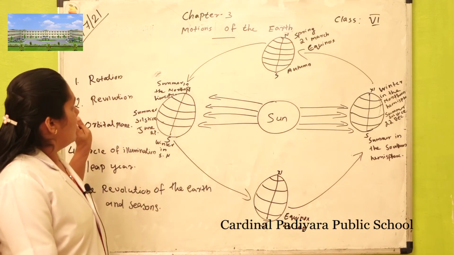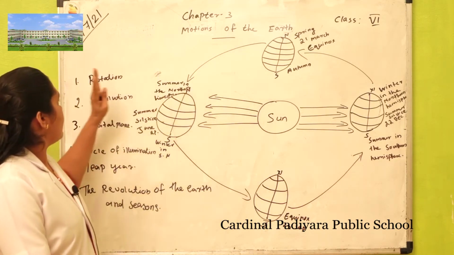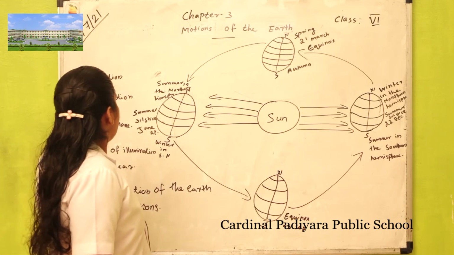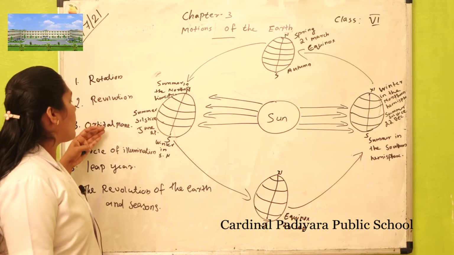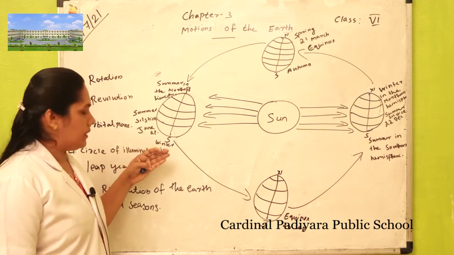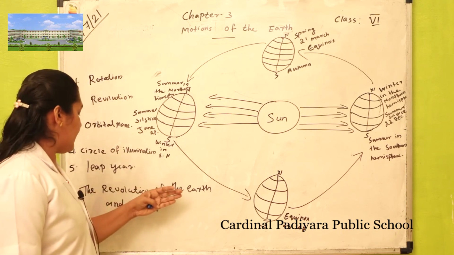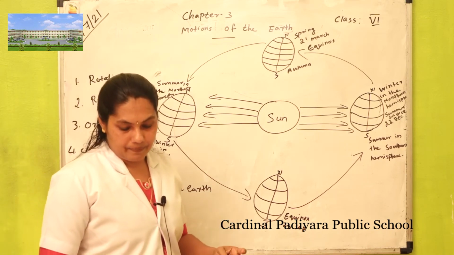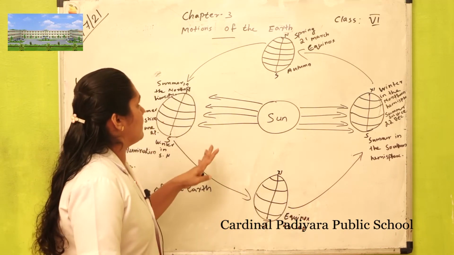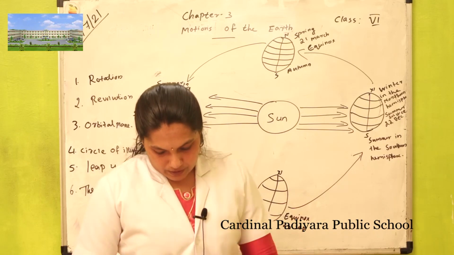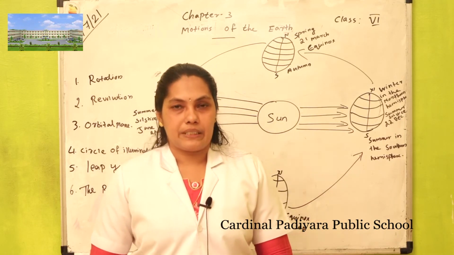Once again, the important points on the motions of the earth are rotation, revolution, the orbital plane, circle of illumination, leap year, and the revolution of the earth and seasons. These are the important points. That completes our third chapter, so today we can wind up the class. Thank you.